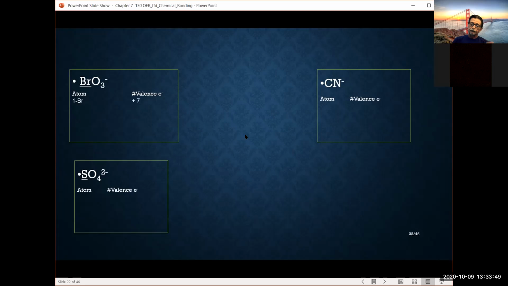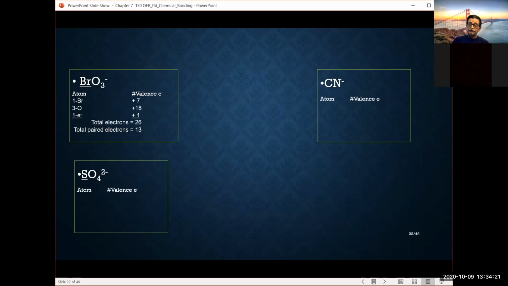Same steps. Bromine is in group 7, so 7 valence electrons. Oxygen is in group 6, and there are 3 of them, so it brings 18. And then there's a negative charge, so we need to add 1 electron. That gives us a total of 26 electrons, or 13 pairs to work with.